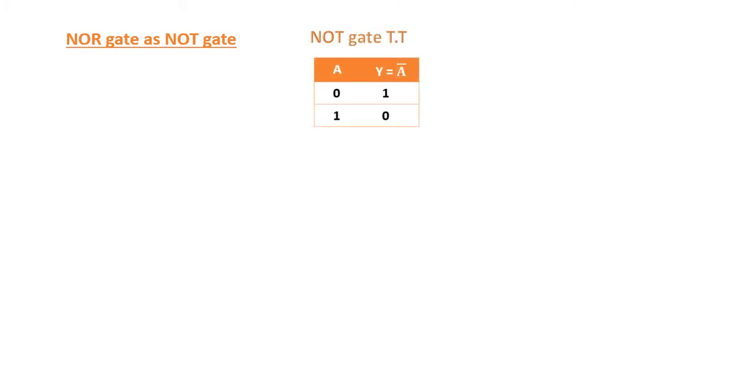This is our truth table for the NOT gate. We know that the output of NOT gate will be high if the input is low, and the output will be low if the input is high. So we will produce exactly the same output as produced by the NOT gate with the help of NOR gate only. To do this we have two methods.